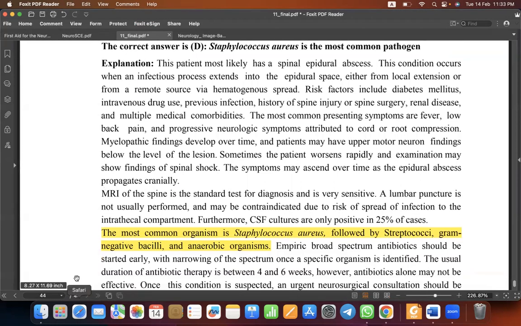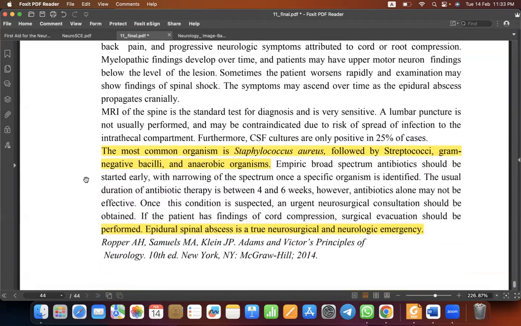So MRI of the spine is the standard test. In this case, lumbar puncture is not usually performed. It is contraindicated because it can spread the infection as well. The CSF culture is positive in only 25%. The most common organism is Staph aureus, then it could be streptococcus, then gram-negative, then anaerobic as well. We should treat the patient with broad spectrum antibiotic, at least 4 to 6 weeks.